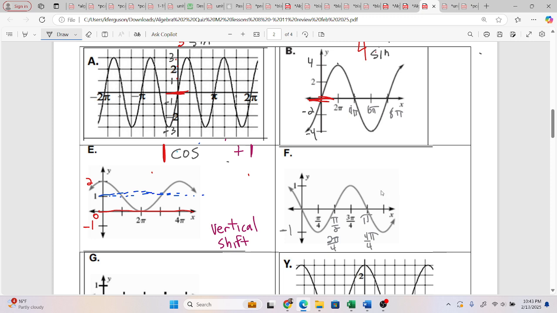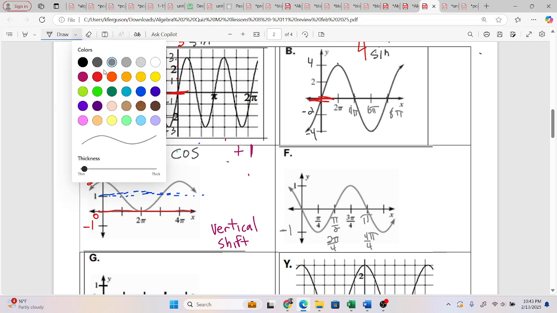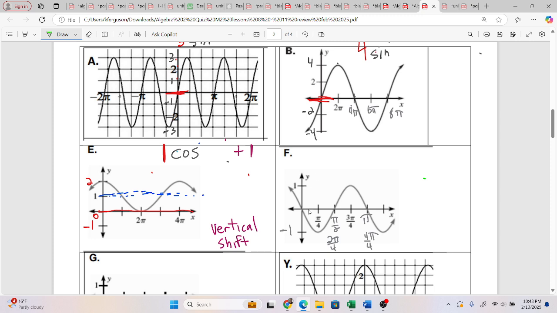So now let's think about what we got. What kind of graph is this? Well, I'm not really sure just yet, but I do know that there are like 3 possibilities, right? The question is, is it a sine graph? Well, if it's a sine graph, I should have started right here, and it didn't. So that's telling me that there is one of two possibilities.